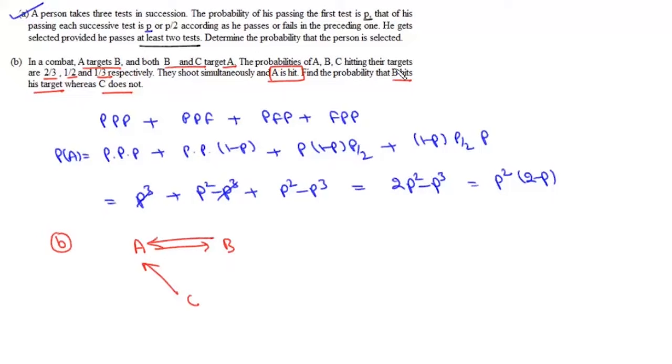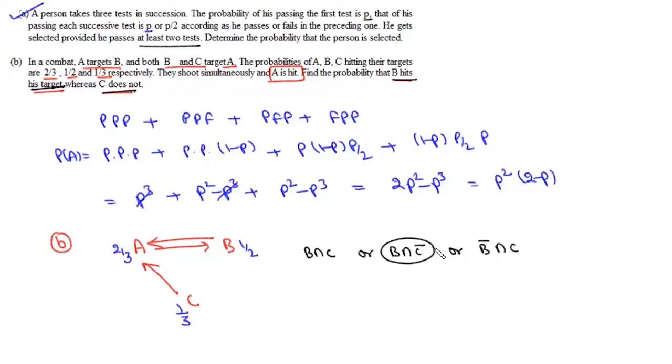Now the probability of A hitting their target is 2 by 3. For B, this probability is 1 by 2, and for C, this probability is simply 1 by 3. Now it says A is hit. A is going to be hit if both B and C hit the target, or B hits and C misses, or B misses and C hits the target. Now we have to find the probability that B hits his target whereas C does not. That means B hits his target whereas C does not.